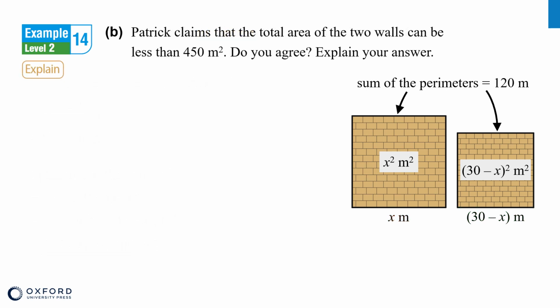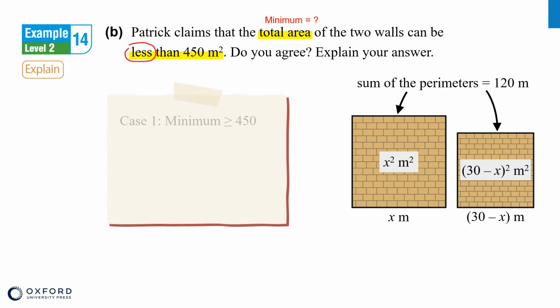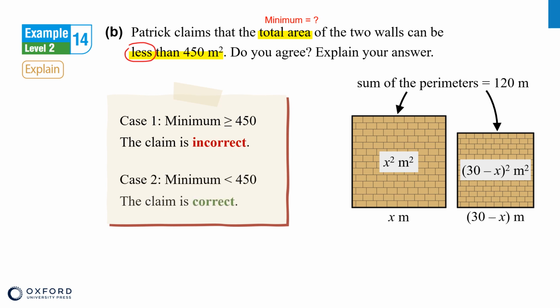In part B, we need to determine whether the total area of the two walls can be less than 450 meters squared. To determine whether a quantity can be less than a specific value, we shall consider the minimum value of that quantity. If the minimum value of the area is equal to or greater than 450, obviously that means it cannot be less than 450, so the claim is incorrect. Otherwise, the claim is correct.